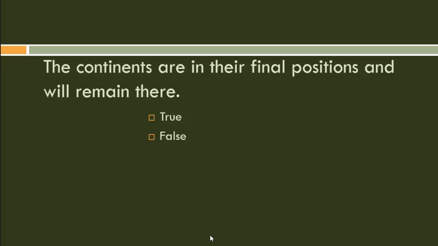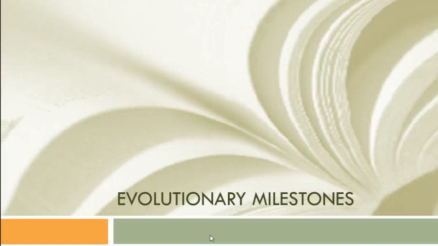That is totally false, because there's no place that everything is supposed to be. Everything is still moving. And remember from our fossil conversation that the Atlantic gets wider by almost 3 centimeters a year. Okay, now let's talk a little bit about some evolutionary milestones.